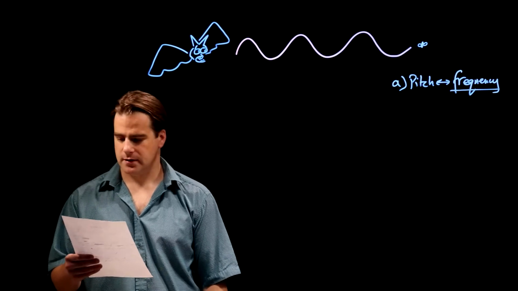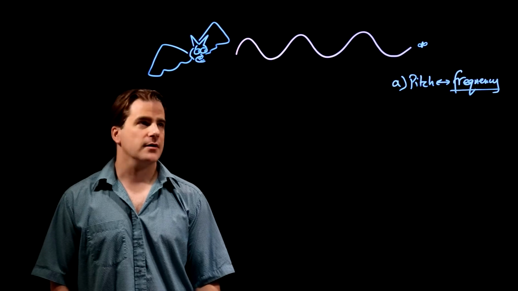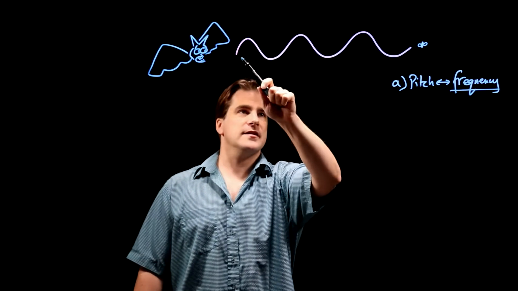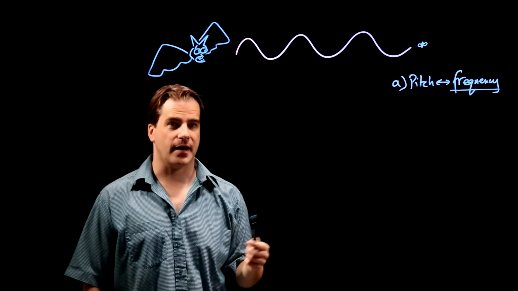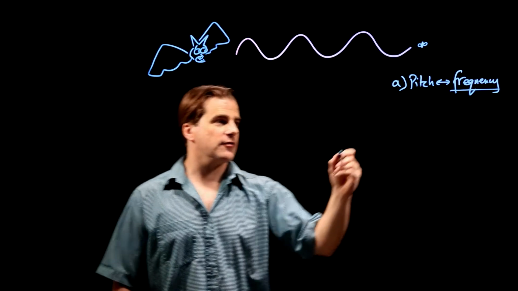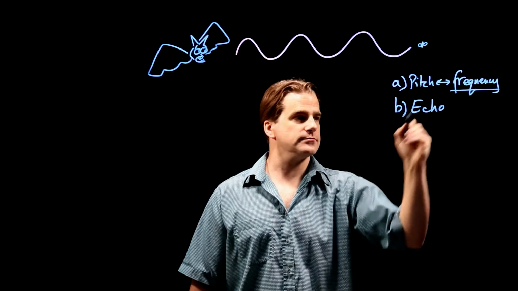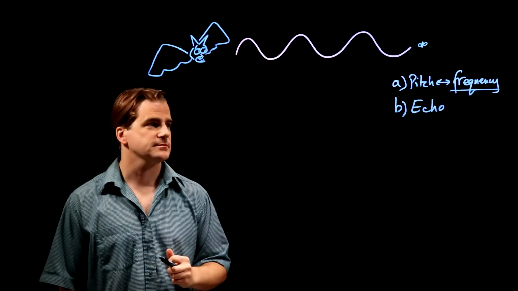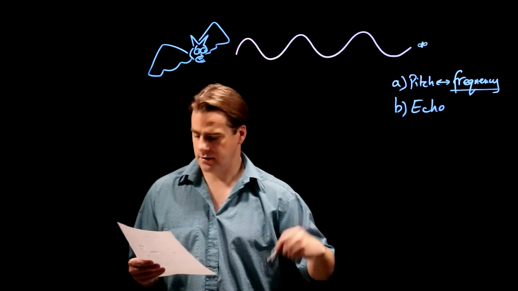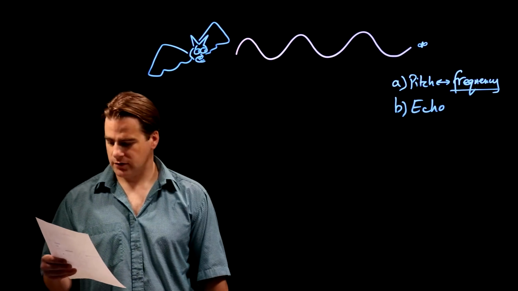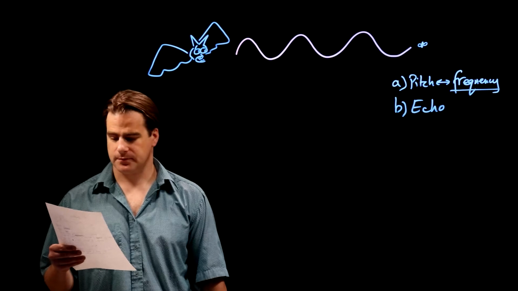Part B. What is the name of a reflected wave? Okay, so when this sound wave from the bat hits the insect, it's reflected back to the bat, like we said. A reflected wave is quite simply called an echo. Okay, simple. Right, next for C, they want you to say what diffraction is caused by.